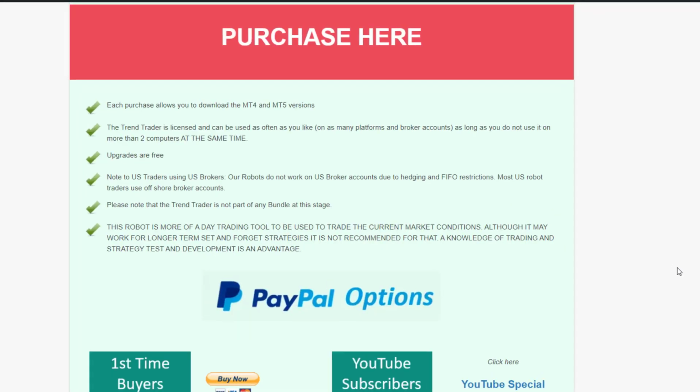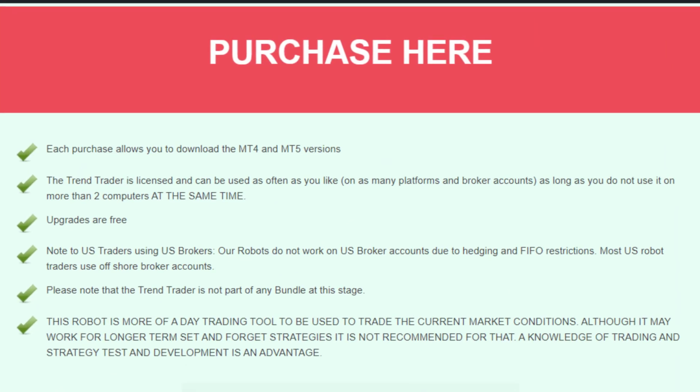Okay, and here's the important bit, how to purchase the EA. Firstly, the EA comes in MT4 and MT5 versions. It also has licenses that allow you to trade it as many times as you want on as many platforms and as many accounts as you want, as long as you do not trade it on more than 2 computers. If you want to move from one computer to the next, you just simply cancel it on the one and install it on the next. So the two computers is not a permanent limitation. You can move it as you like.